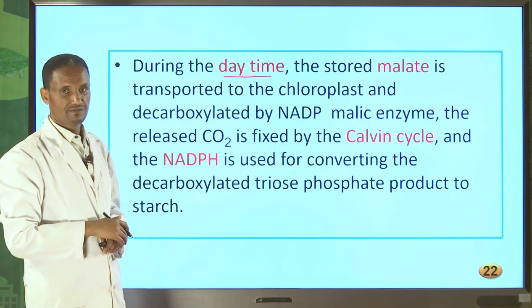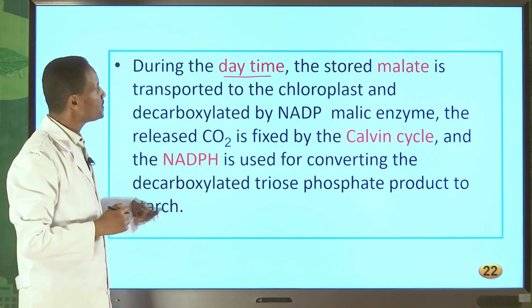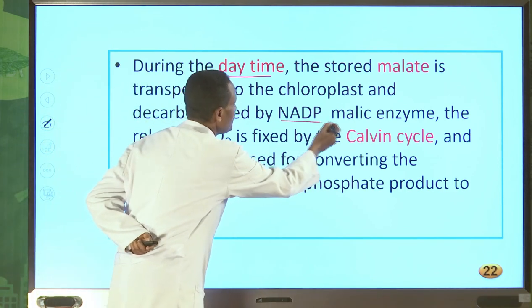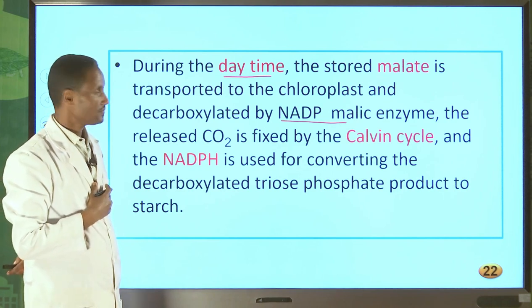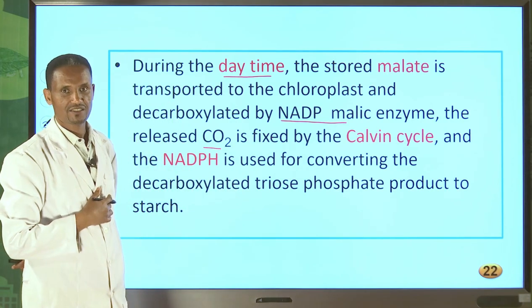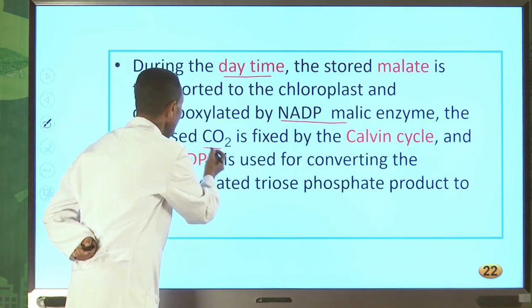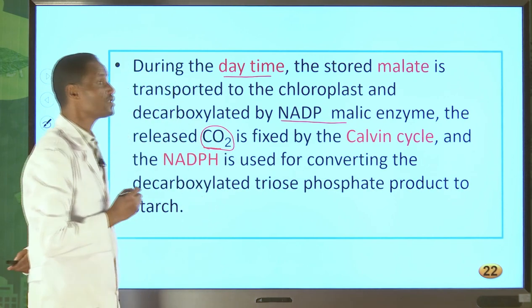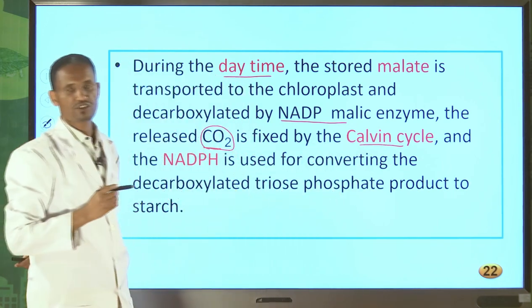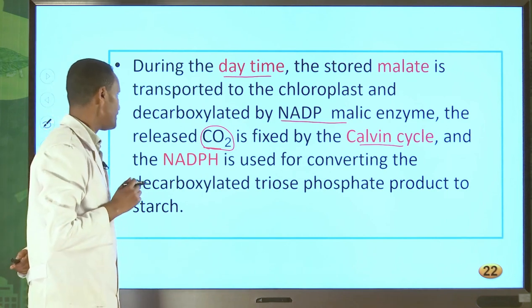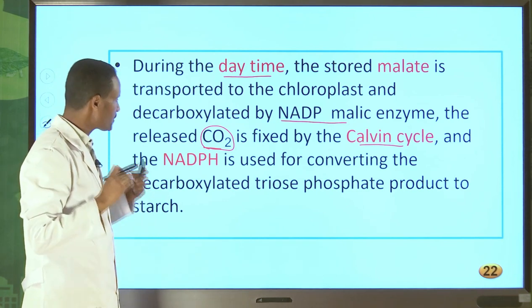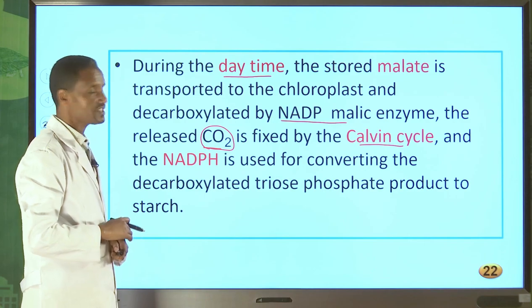The stored malate is transported to the chloroplast and decarboxylated by NADP malic enzyme, and the released carbon dioxide is fixed by the Calvin cycle. During this process, they release carbon dioxide, but the carbon dioxide released by this process is fixed by the Calvin cycle and enters the process of light-independent photosynthesis. And the NADPH is used for converting the decarboxylated triose-phosphate product to starch.